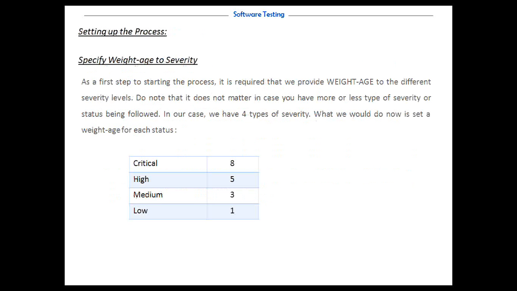So, setting up the process. The first step to starting this process is that we provide weightages to the different severity levels within our defect tracking system. For this example, I've categorized the severity of the defects as critical, high, medium, and low, and I have assigned different weightages to each of these categories, as shown here: 8, 5, 3, and 1.